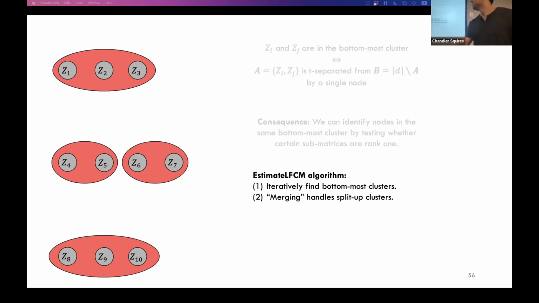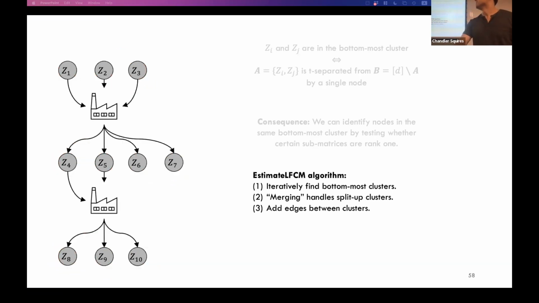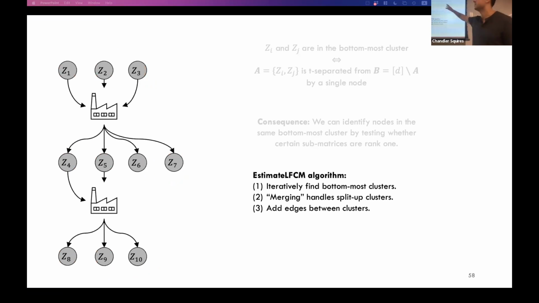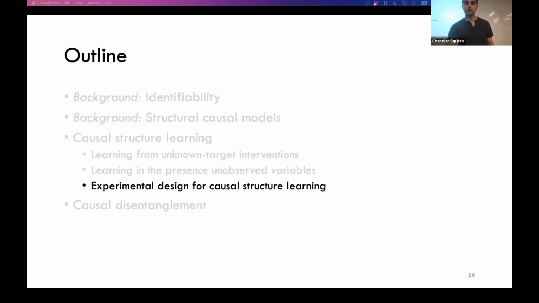There's a problem here that we've split these two variables into different clusters. We can handle that with this merging step. And then we take these clusters, and we already know the directions between them. And then we just need to add in the appropriate edges. So that's all I want to say about that work.